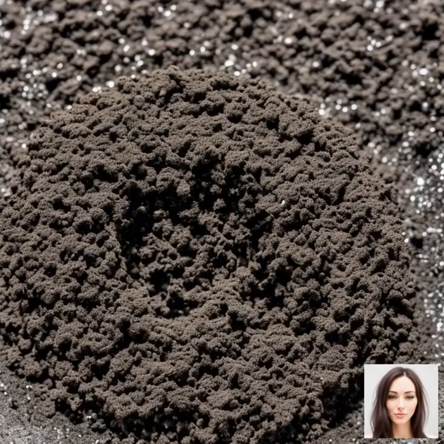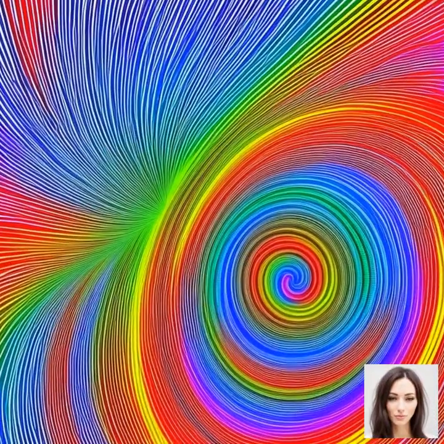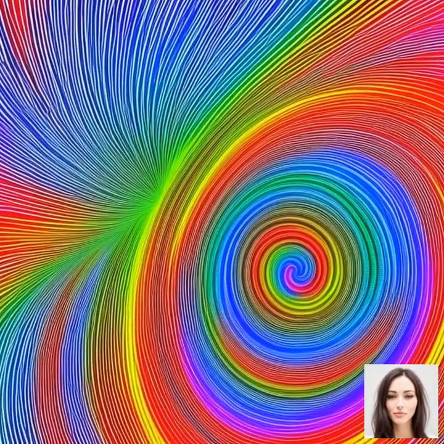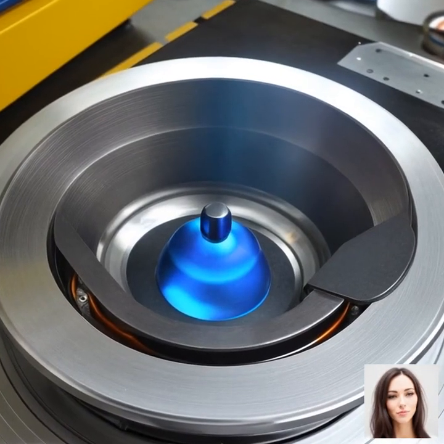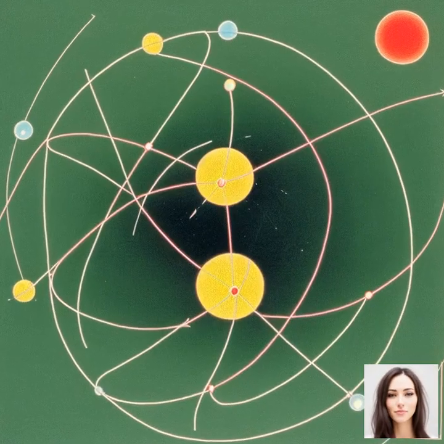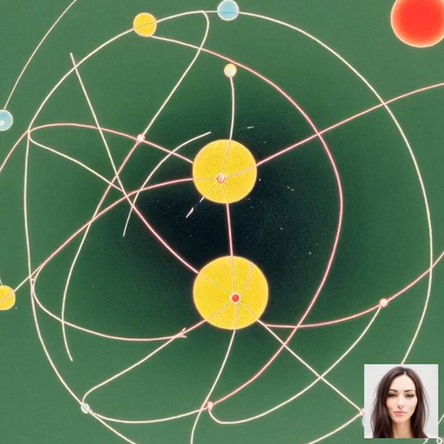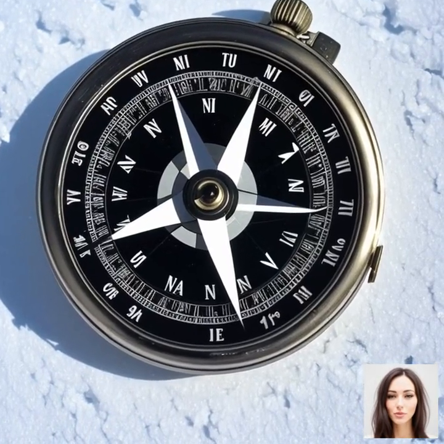Alright, let's dive into the fascinating world of magnetism. To get started, we first need to understand the fundamentals of magnetism, which includes the concept of magnetic fields and how they are created by the movement of charged particles. So, what is a magnetic field? Well, it's an invisible force field that surrounds magnets and magnetic materials.